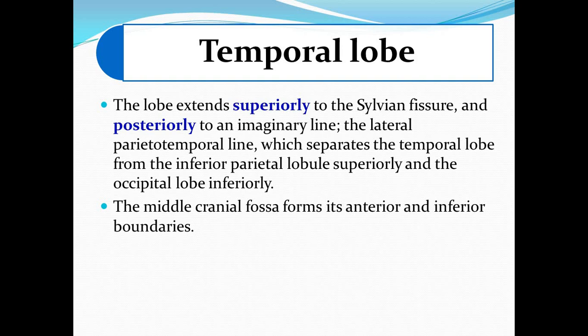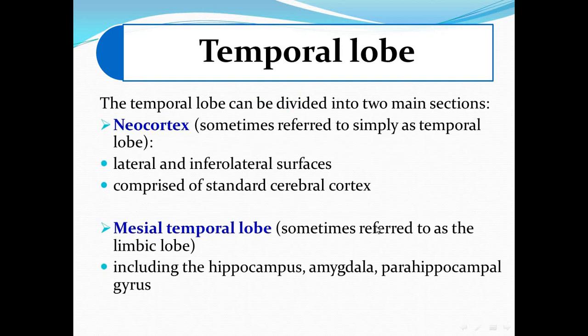Finally is the temporal lobe. The temporal lobe extends superiorly to the sylvian fissure, the lateral sulcus, and posteriorly to the imaginary line that separates the temporal lobe from the occipital lobe. The middle cranial fossa forms its anterior and inferior boundaries.